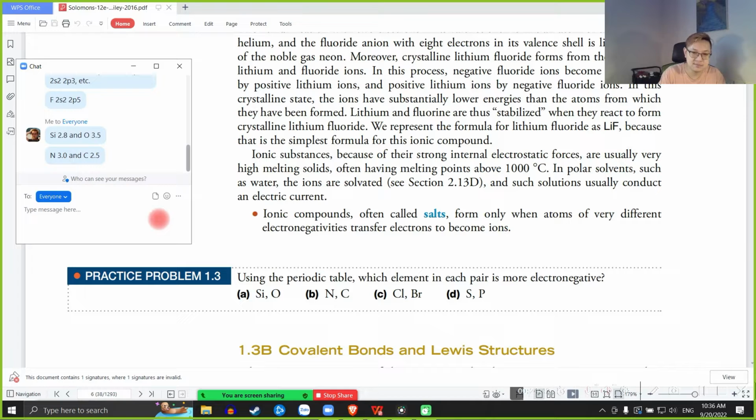Okay, chlorine and bromine. Chlorine is 3.0 and bromine is 2.9. So, Br, be careful, Br. It's group 7 as well. 2.96. So what kind of bonding is this?